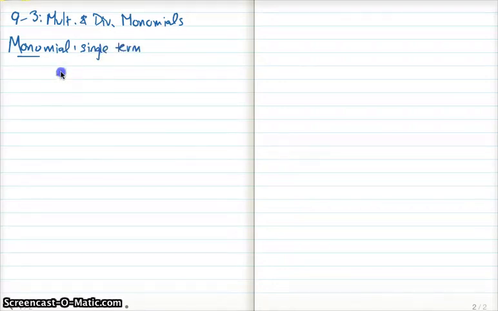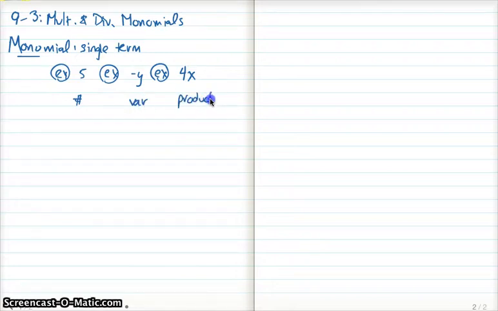So for example, we could say the number 5. That's a monomial. Or you could say negative y. That's a monomial. Or you could say 4x. It's just a single term. It's either a single number, a single variable, or a product, which remember means multiplication, of a number and a variable.